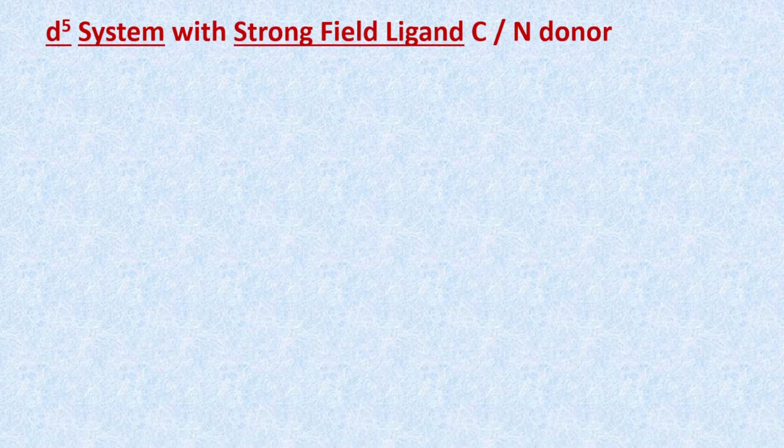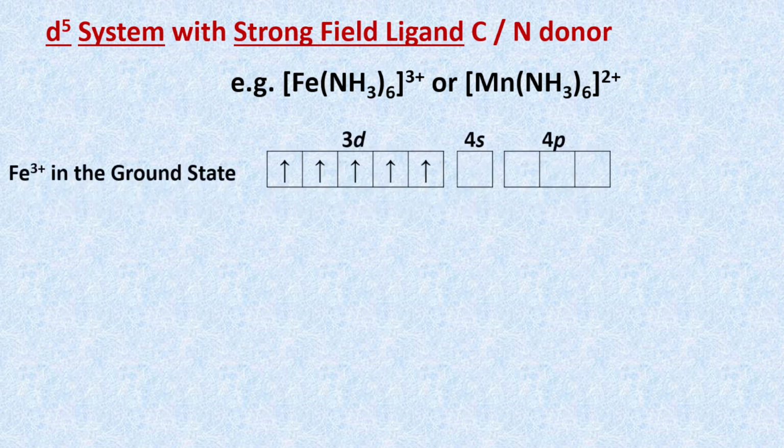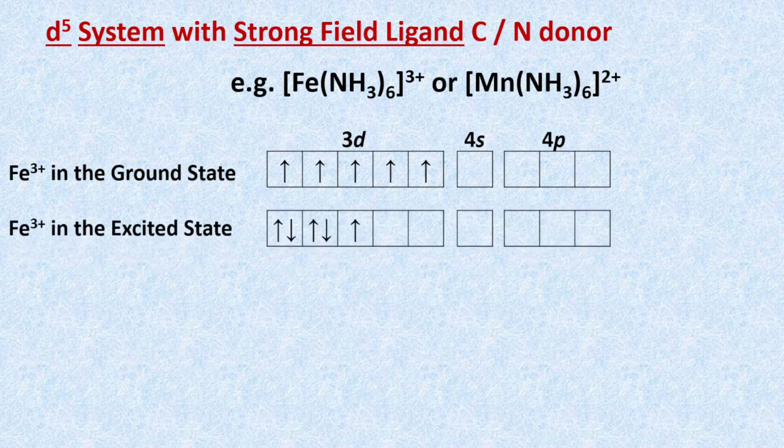D5 system with a strong field ligand like carbon or nitrogen donor. Example: hexaammineiron(3+) or hexaamminemanganese(2+). The atomic number of iron is 26 and its oxidation state in this complex is +3. So the valence electronic configuration is 3d5 4s0 4p0. It has no vacant 3d orbital, while the ligands in this complex are nitrogen donors. So rearrangement of the electrons has to take place in the excited state to vacate two empty 3d orbitals.